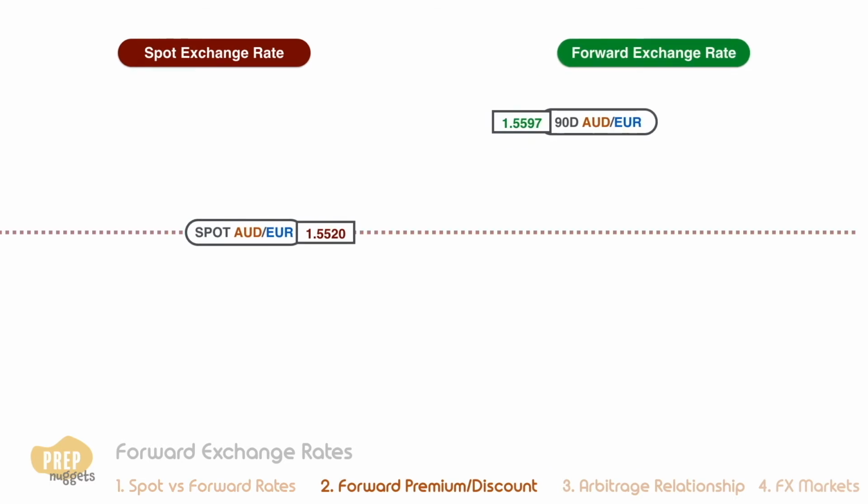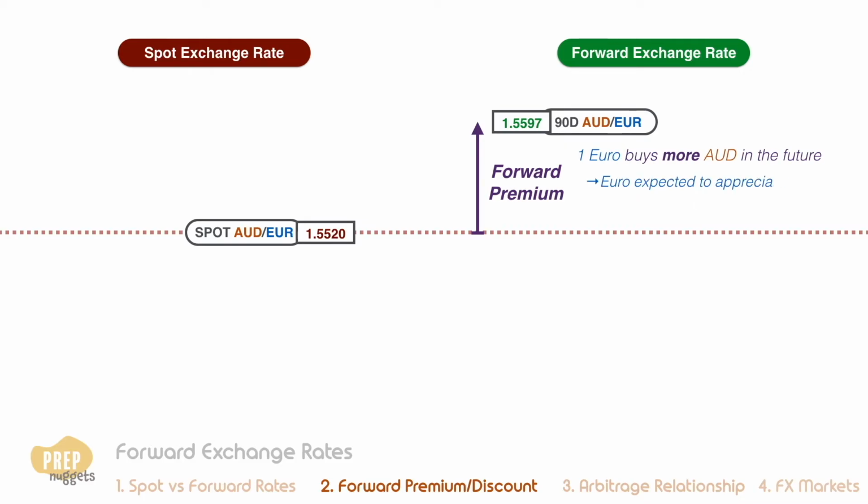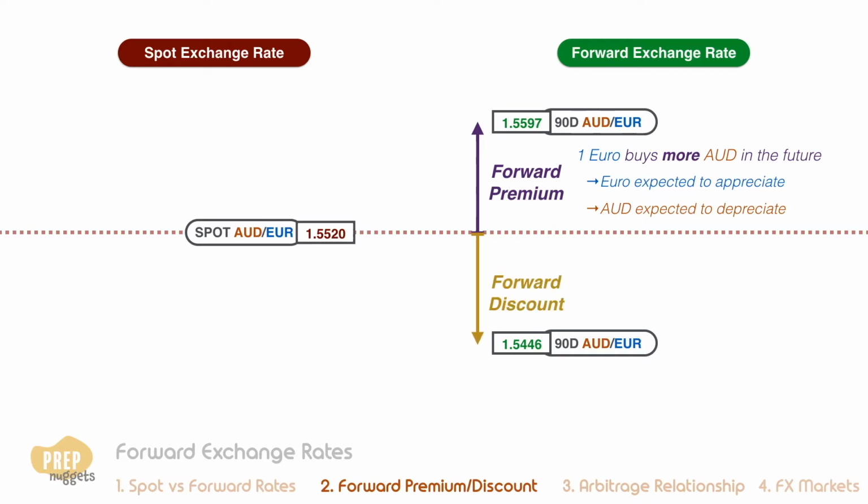When the forward rate is higher than the spot rate, we say there is a forward premium. Since €1 can buy more AUD in the future, we expect the euro to appreciate against AUD and AUD to depreciate against the euro. Conversely, when the forward rate is lower than the spot rate, we say there is a forward discount. Since €1 buys less AUD in the future, we expect the euro to depreciate against AUD and AUD to appreciate against the euro.